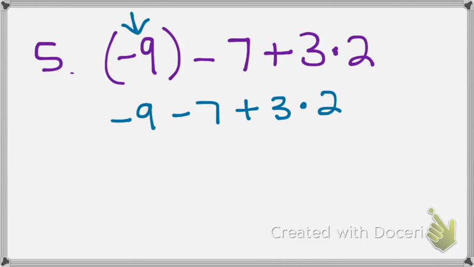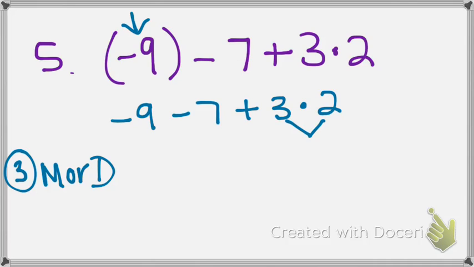So then, exponents we don't have. We do have multiply or divide. In this case, we have multiply, so let's do that. We got a 6 here. Bring down my plus. Bring down the 7 minus the 9 and the negative.